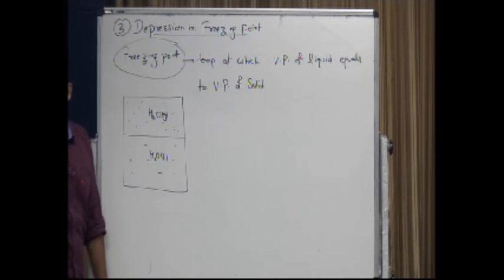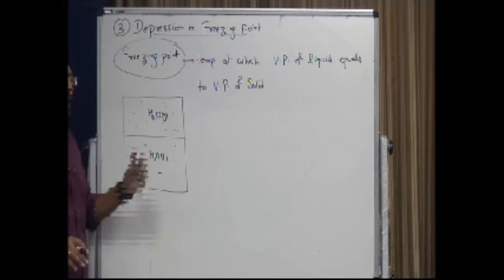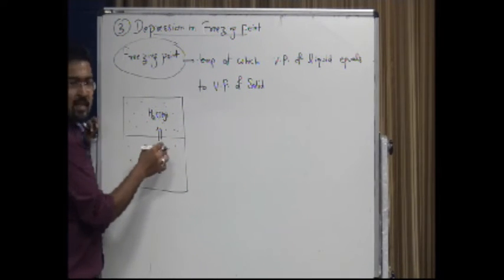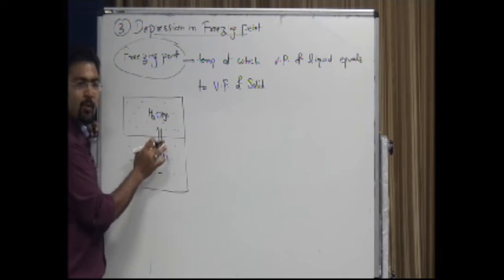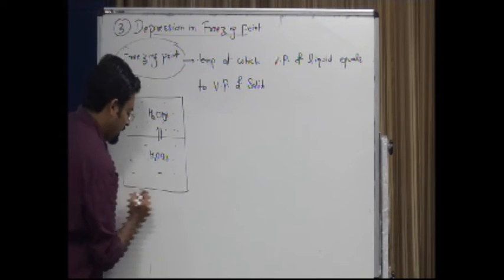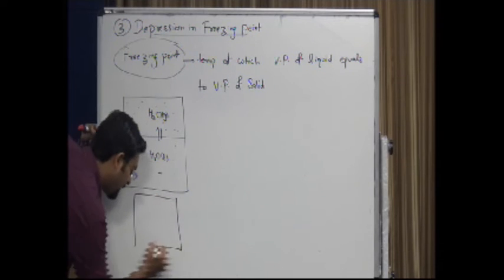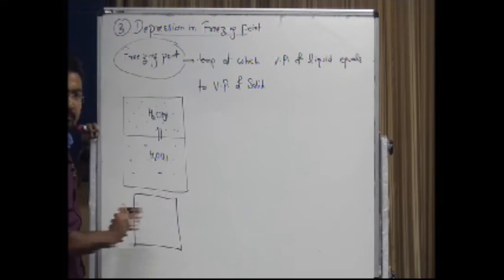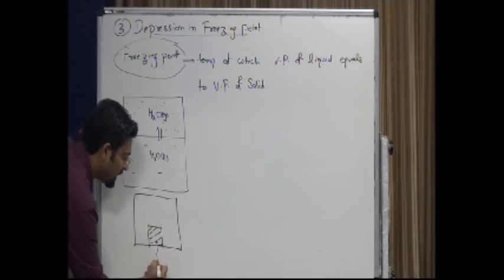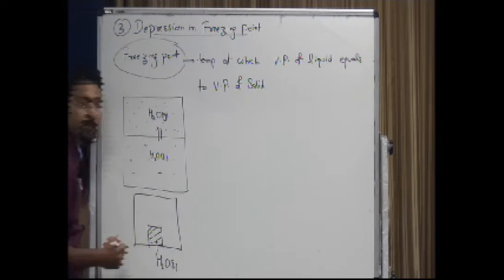For example, I have pure water, right? And I have water vapors. The two are in equilibrium. And the moment they establish the equilibrium, the pressure of these vapors will be called the vapor pressure of liquid, right? Now, let's imagine another situation. For example, in an empty container which has a vacuum, I have put an ice cube here. So this is H2O solid.